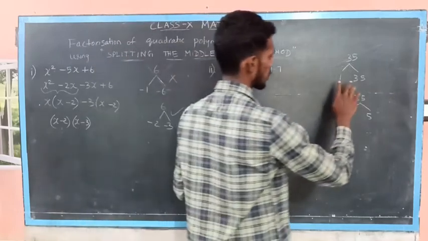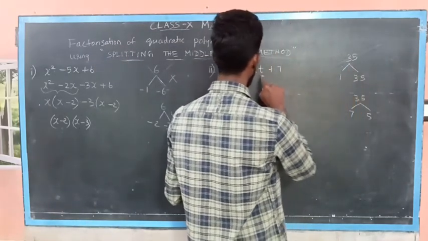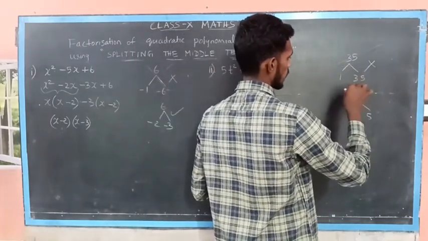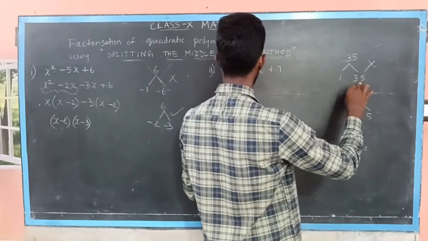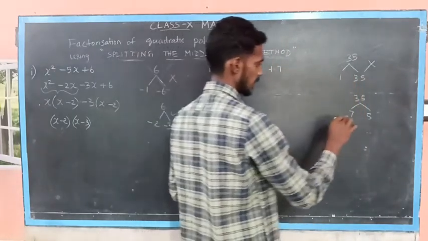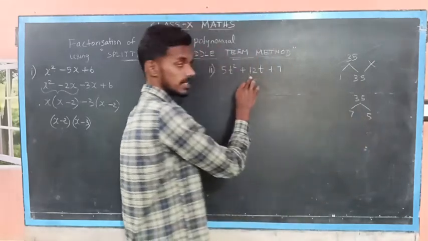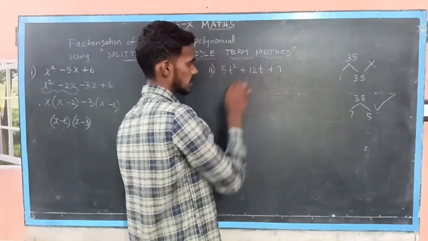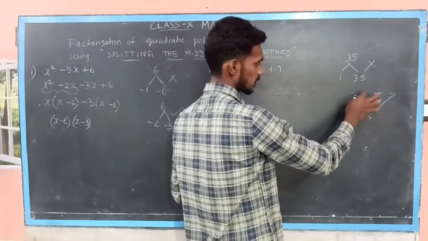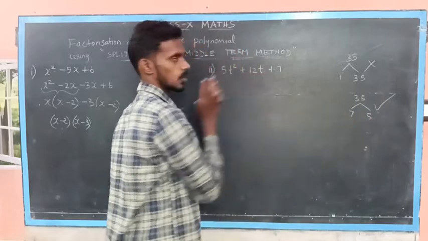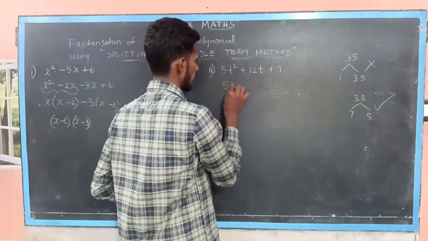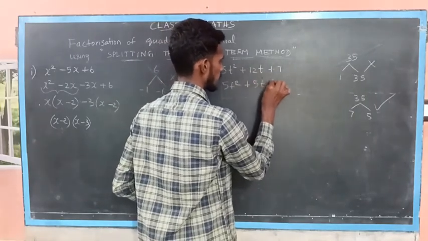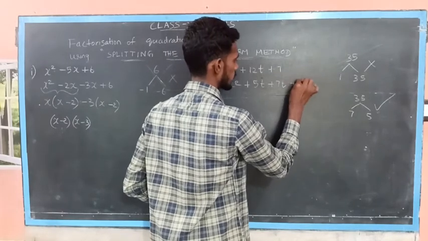If we sum the factors, we have to get the t coefficient here. So this will not be selected because 1 + 35 becomes 36, it is not satisfying the condition. Then 7 + 5 becomes 12, so it is satisfying the condition. I am going to take these two factors for splitting the middle term. So 7 into 5 gives 35, 7 + 5 gives 12. So it is 5t² + 12t, which can be written as 5t² + 5t + 7t + 7.